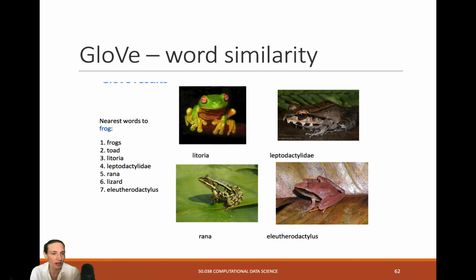All right, so GloVe, if we find the nearest words in this multidimensional vector space to frog, we see frogs, toad, Litoria, and then some others. I had no idea what the others were, so I added some pictures for your convenience, and it seems that they're all quite related to frog.